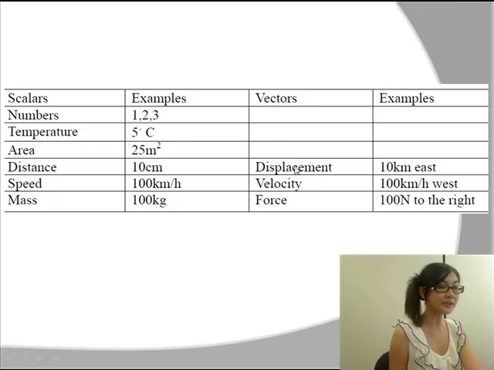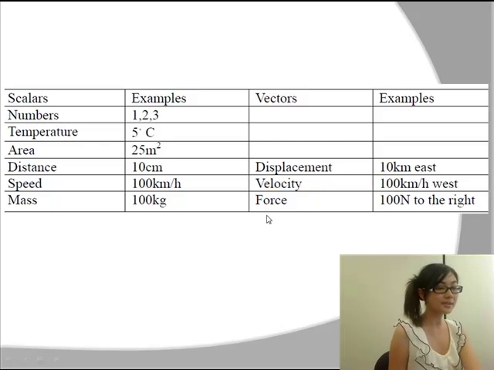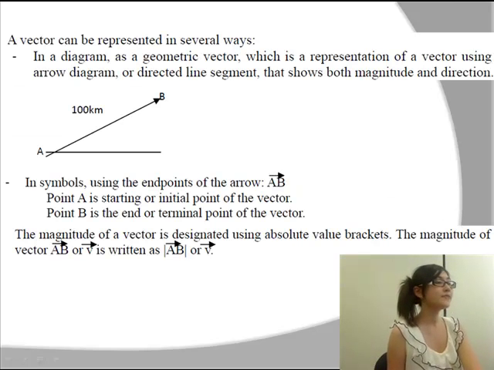The difference between distance and displacement is that displacement is a vector, therefore it gives the direction. For example, 10 kilometers east. The difference between velocity and speed would be the same. Velocity gives direction, for example 100 kilometers per hour west. And force, the same thing, 100 newtons to the right.